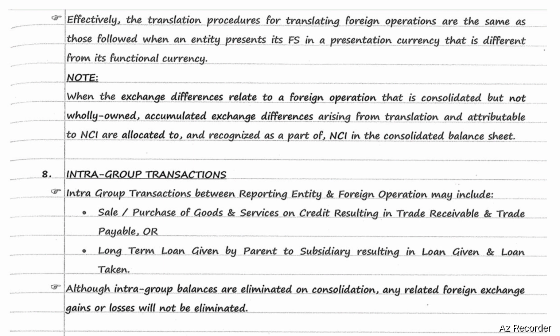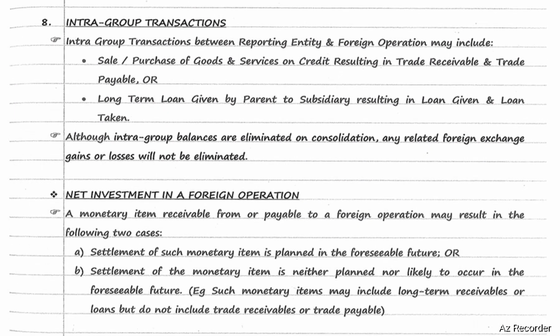When the exchange difference relates to a foreign operation that is consolidated but not wholly owned, accumulated exchange differences arising from translation and attributable to non-controlling interest are allocated to and recognized as a part of non-controlling interest in the consolidated balance sheet. Next, intragroup transactions.